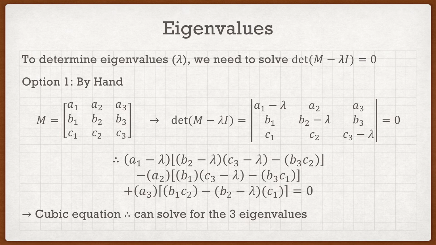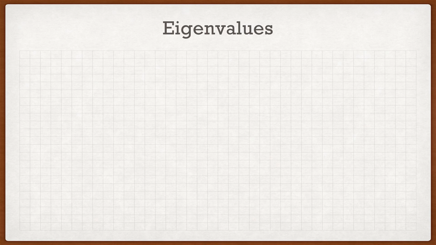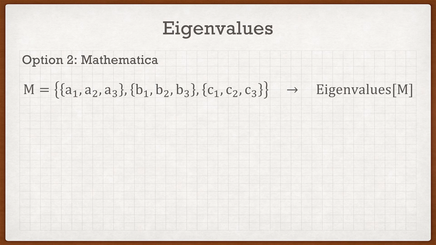And since it's cubic, we know that there's going to be 3 different eigenvalues. So that's all we have to do. We have to solve this cubic equation for the 3 eigenvalues. But I know that you guys are thinking, solve it by hand? Well, that kind of sucks. I'm going to use Mathematica.